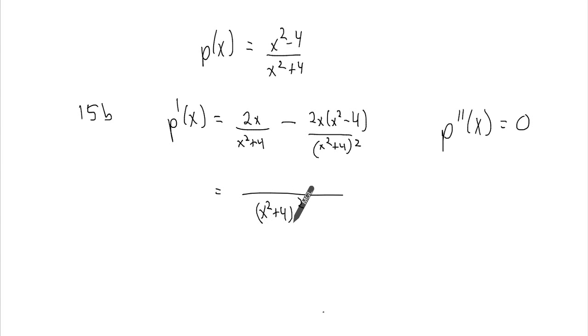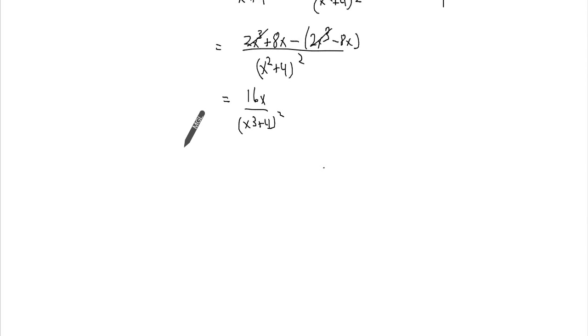When I do that, I get this as my denominator. My numerator will become 2x cubed plus 8x. I still have this minus, and here I have minus 2x cubed minus 8x. So the 2x cubes will cancel out, leaving behind plus 8x minus negative 8x, which is 16x over x squared plus 4 squared. So now I can calculate my derivative a lot easier.